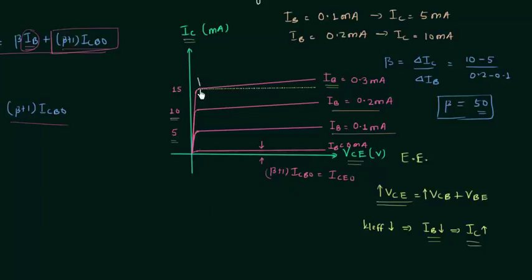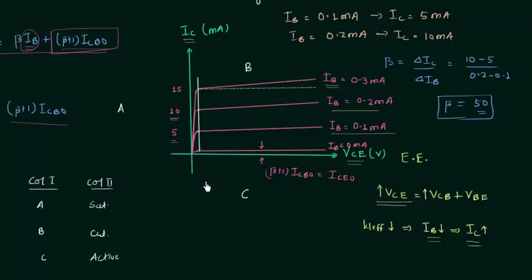Now we will solve one problem. This is a very interesting problem, and in this problem, this region is region A, this region is region B, and this region here is region C. In column 1, we have region A, region B, and region C. In column 2, the first entity is saturation region, the second entity is cutoff region, and the third entity is active region. Now pause the video and try to match the correct options.